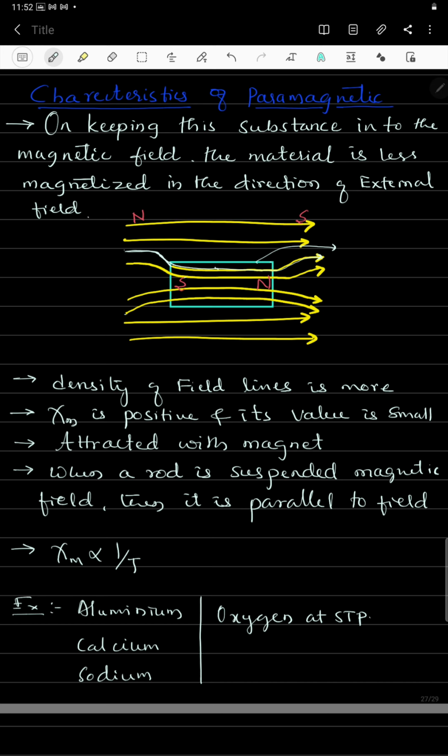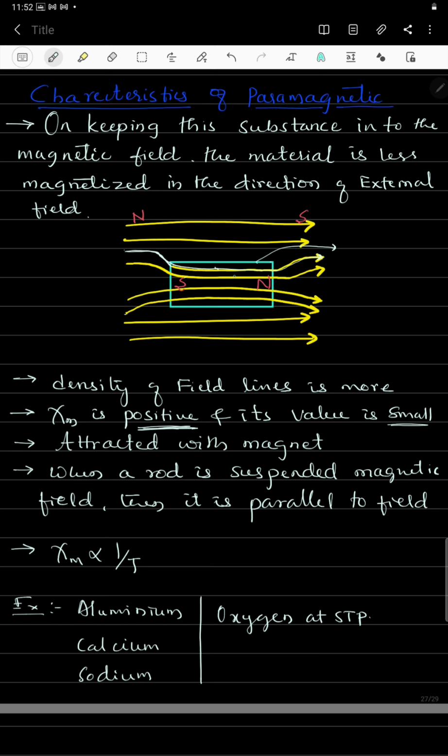And χm means susceptibility. I have told that the susceptibility shows the behavior of how the magnetic material performs. It means that it shows the behavior of that material. In paramagnetic materials, the susceptibility is always positive, and its value is small.